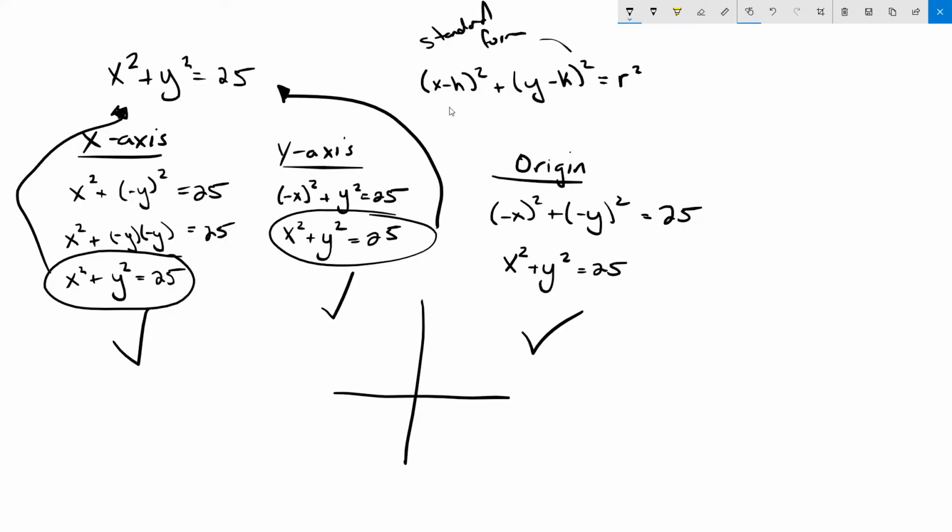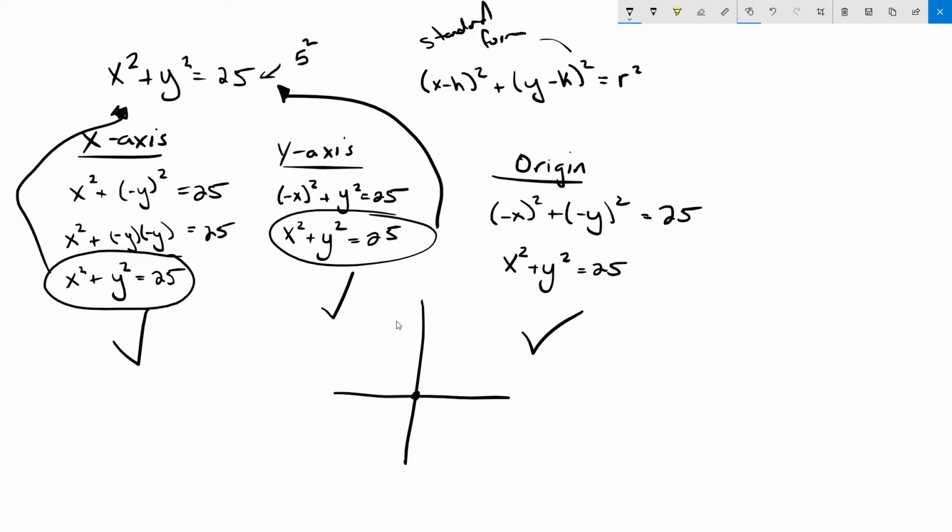So H and K. If we have these two values, we know our center. If, however, we have something like this, we know that we had to plug in zeros right here to get just y squared and x squared, right? So we know that our center is right at the origin, and our radius is always squared. Since this is not a squared number, we must square root it to get our squared value. So the square root of 25 is 5, and we could write that as 5 squared.